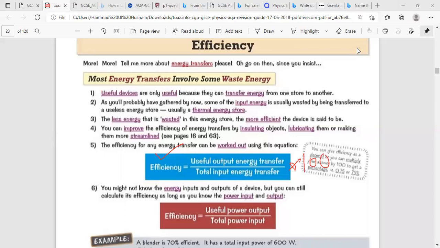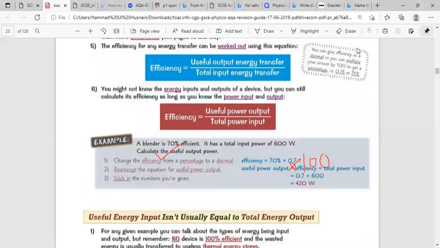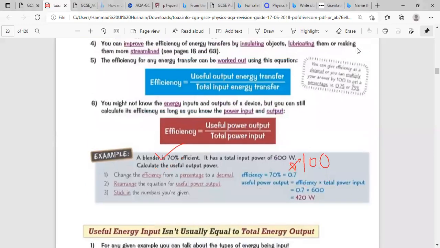Then the formula of the efficiency will be a bit different. It will be equal to the useful power output divided by total power input, right? Okay. So there is an example. We can do this example.